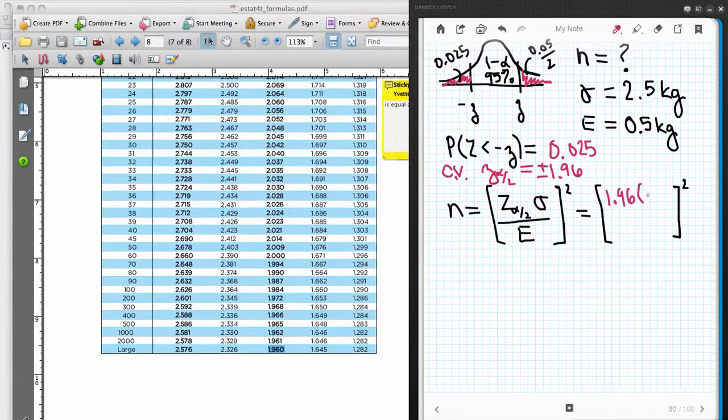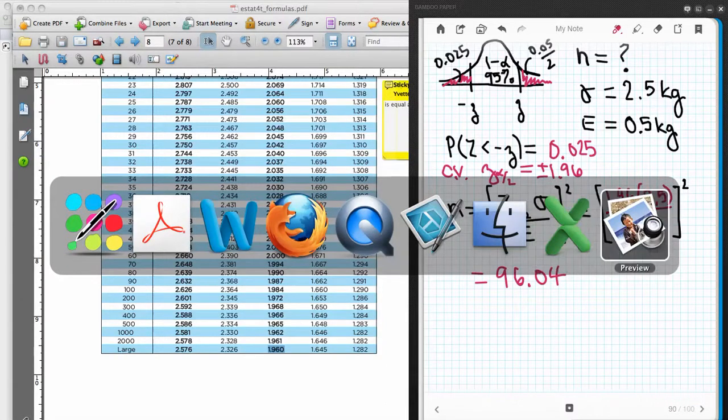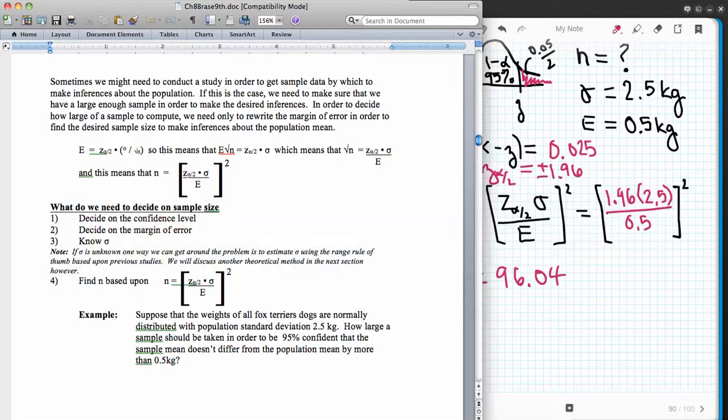So we have 1.96 times 2.5, and then we're going to divide by 0.5. So that's what we're going to be getting for our value. So I'm going to go ahead and multiply that 1.96 times 2.5, and I'm going to divide it by 0.5, and then I'm going to square it, and I get 96.04.